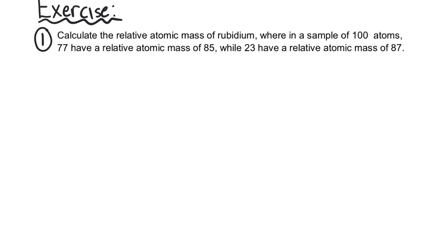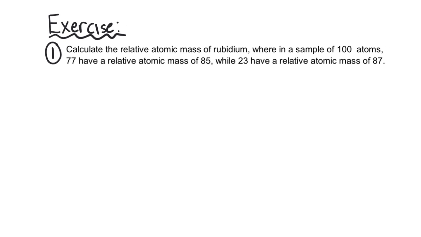So here's an exercise for you. Calculate the relative atomic mass of rubidium, where in a sample of 100 atoms, 77 have a relative atomic mass of 85, while 23 have a relative atomic mass of 87. So pause the video here and try and solve this problem.